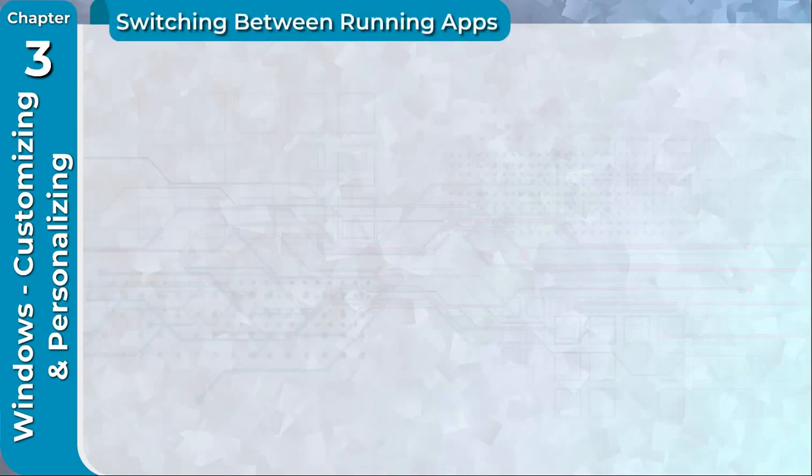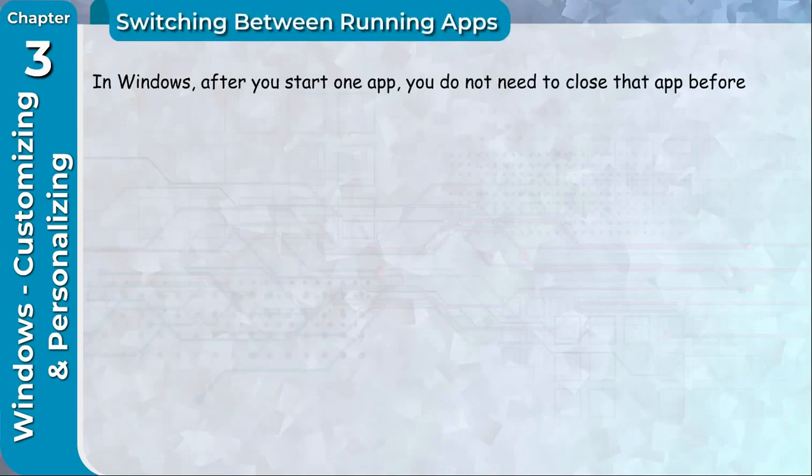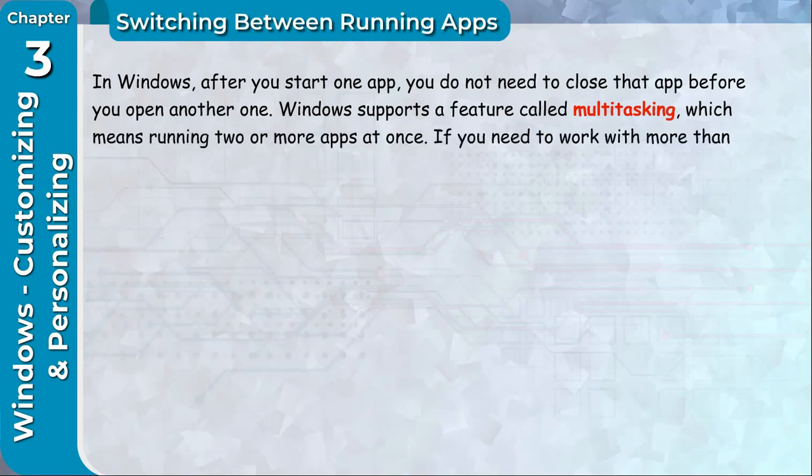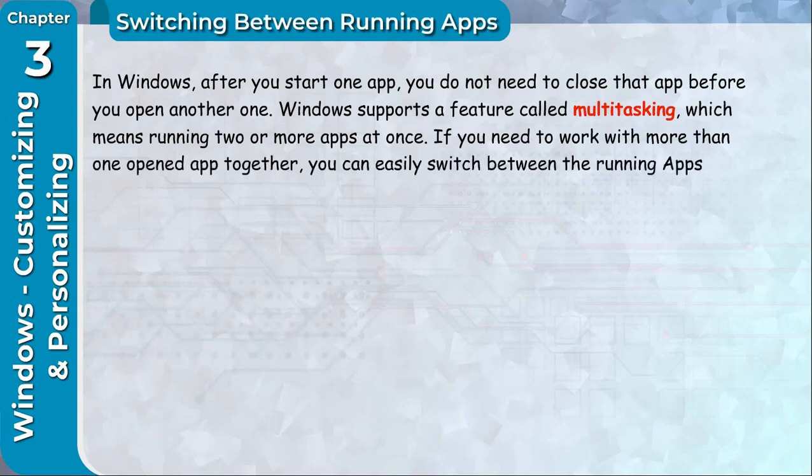Switching between running apps. In Windows, after you start one app, you do not need to close that app before you open another one. Windows supports a feature called multitasking, which means running 2 or more apps at once. If you need to work with more than one opened app together, you can easily switch between the running apps using either the taskbar or the task view.